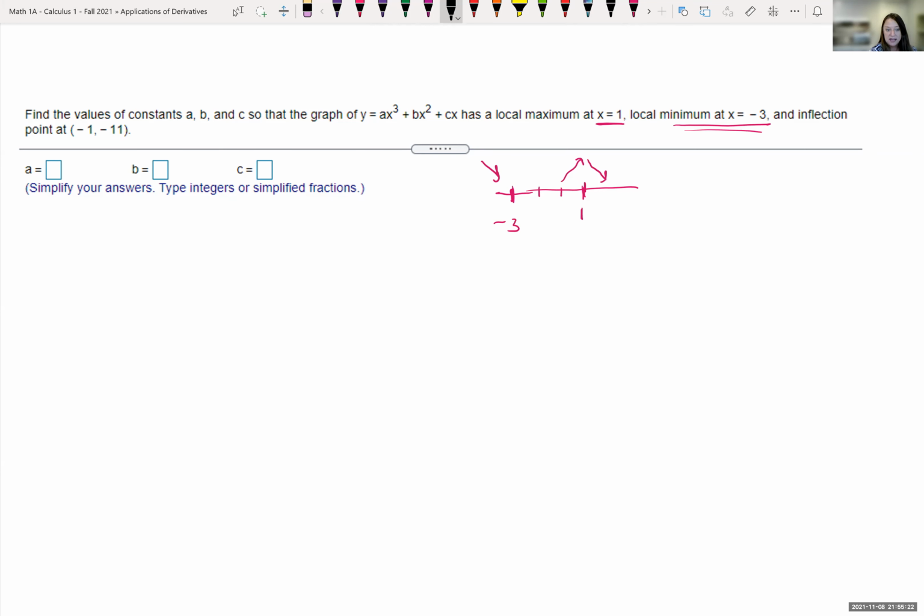We also know that these values where we have a max and a min, that's when our first derivative was equal to 0. So we know what those x values are, and we set the derivative equal to 0. So let's first look at the derivative of y. y prime, or dy dx, is another way to state that. The derivative of ax cubed: a is just a coefficient, and the derivative of x cubed is 3x squared, so that's 3 times a. We're going to write this as 3ax squared plus the derivative of bx squared, which gives me 2bx, plus the derivative of cx, which is c.